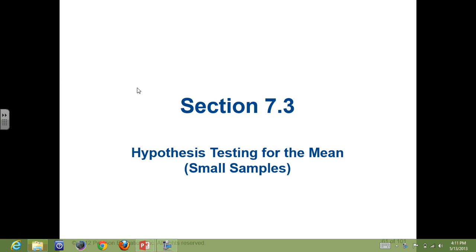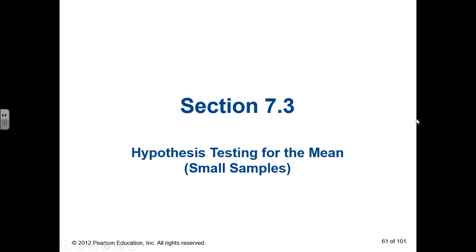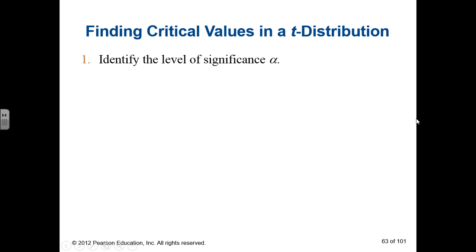Okay, so now in section 7.3, we're going to be doing about the same thing we did in chapter 6. If we have small samples, we need to be using the t-distribution. So let's see how we use the t-distribution. Now this test is easier using the critical value approach with the t-distribution because the t-distribution table that we have is set up perfectly for that.